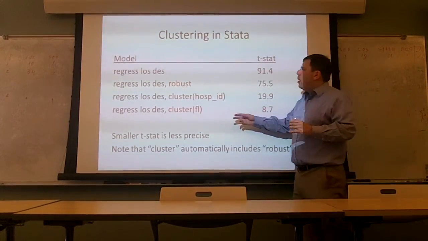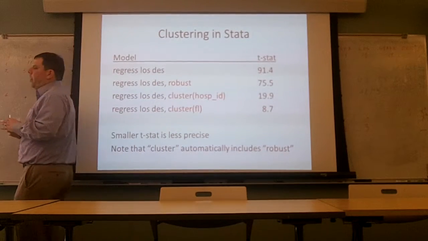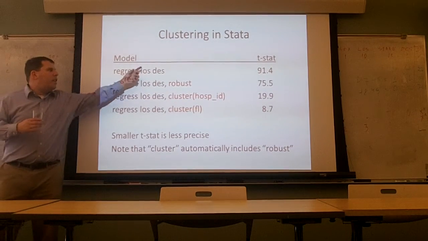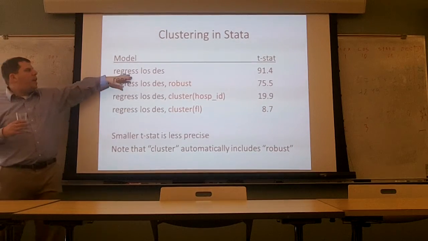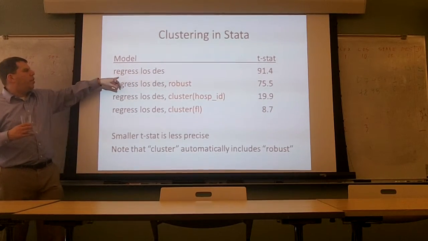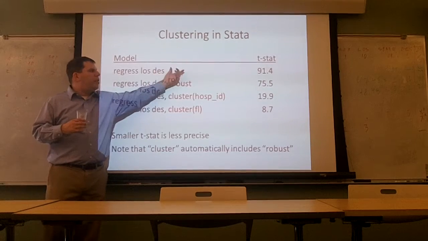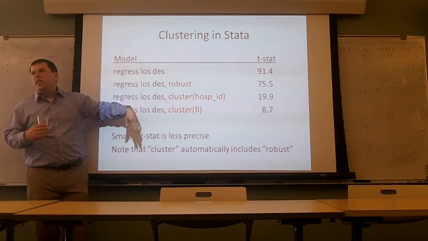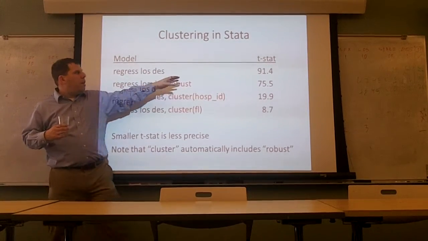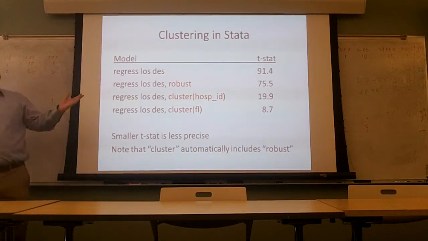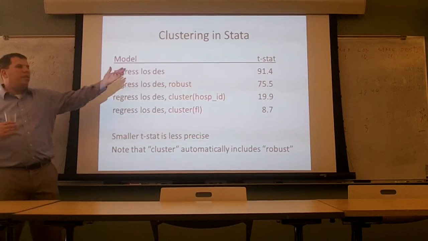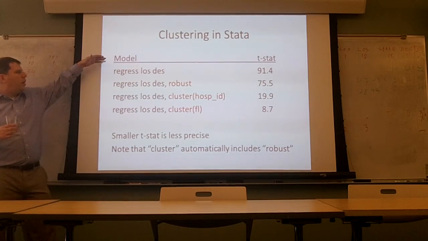I want to look at the association between whether or not you got a drug-eluting stent and your length of stay in the hospital for that index admission. If I treat the observations independently, I just regress LOS on DES. I don't even show you the coefficient, because it doesn't change across any of these. But over here on the right is the T statistic, the measure of significance. All these are highly significant because the T statistic is over 1.96 or 2.0, whatever the cutoff is.